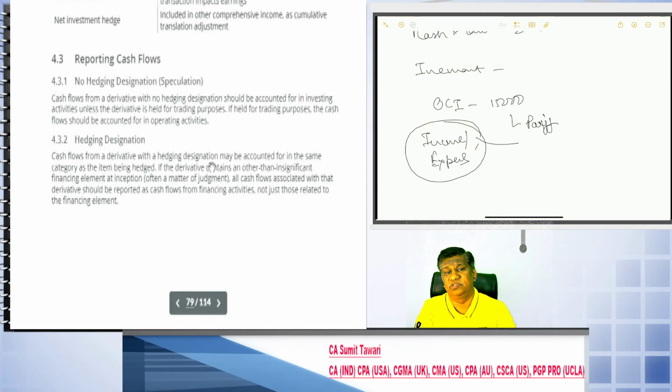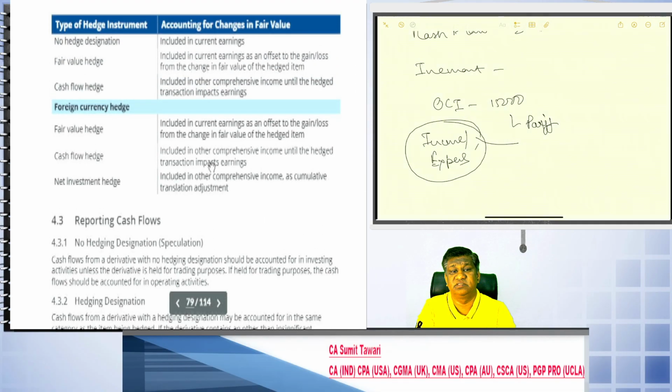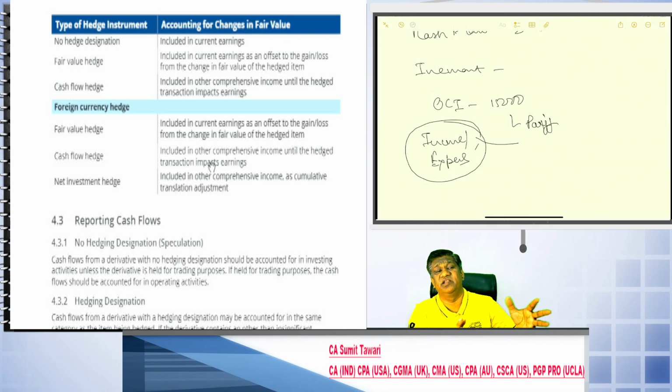Anyone has any doubt here? Are you able to understand these six things? No hedge designation, fair value hedge, cash flow hedge. If we are doing hedging or a transaction just to earn income, then it is speculation. And if it is speculation, then you need to consider it as current year profit and loss. You do not have any underlying transaction where you can knock off. Then fair value hedge: when there is an underlying transaction, I mean the primary transaction, then first you need to adjust the gain and loss in the primary transaction.